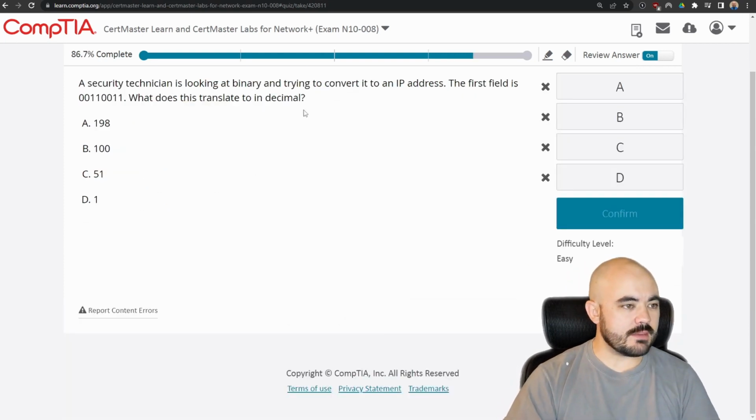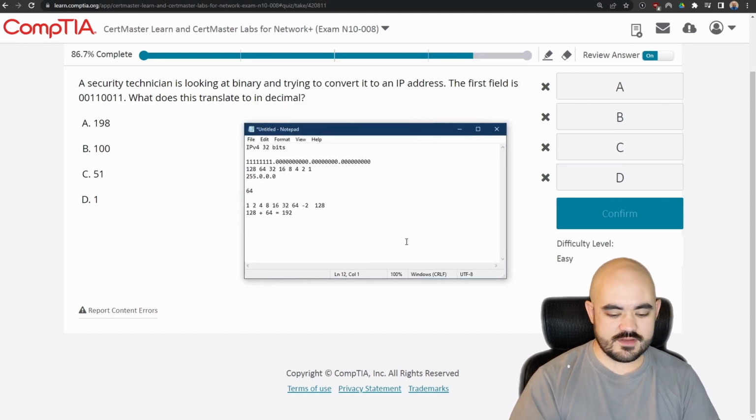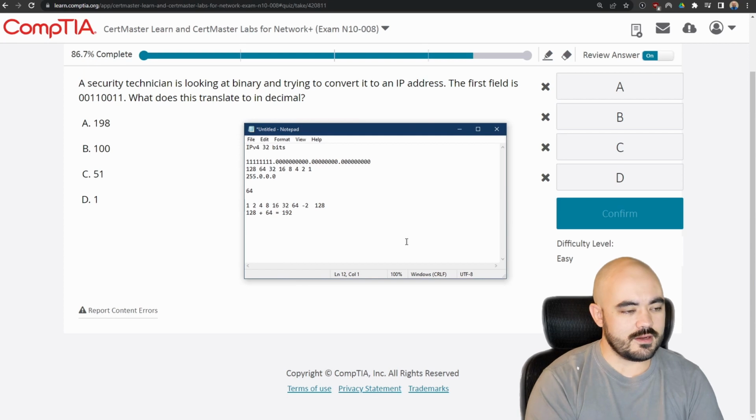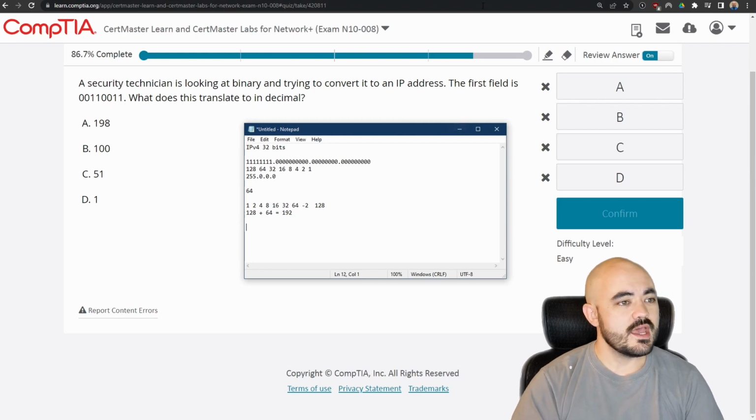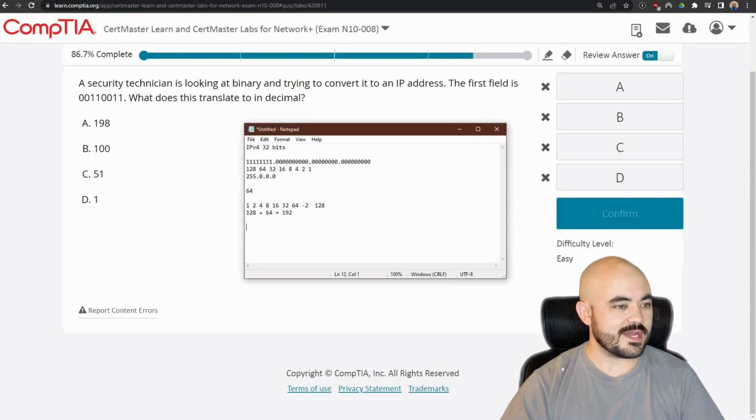A security technician is looking at binary and trying to convert it to an IP address. The first field is 0011 0011. What does this translate to in decimal? All right guys, you know the drill. Figure out your own answer, see if you get it right, see if I get it right. And if I totally messed it up like last time, leave a comment down below and explain it for all of us. As a matter of fact, I would like to give a quick shout out to Damlaya Almanca. I don't know if I said that right, but he explained a binary and hexadecimal question in a previous video. So if you want to watch that, you can click on this here. But for this question, let's get to the bottom of it.